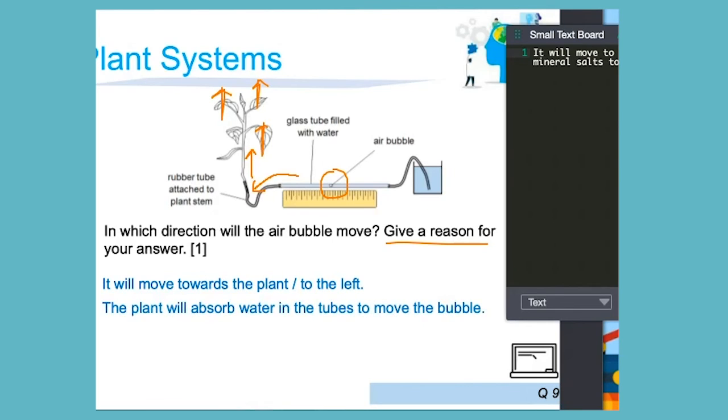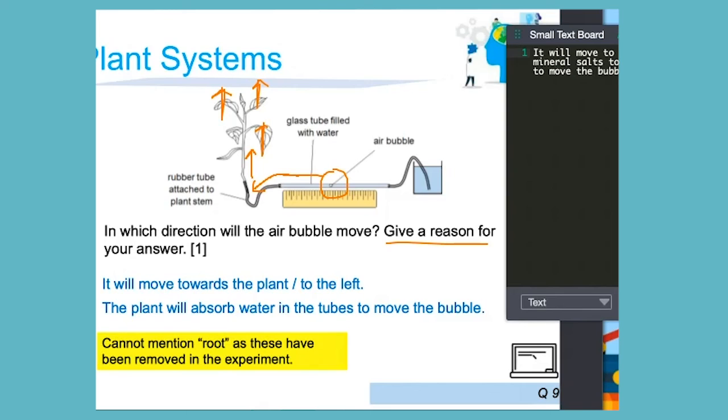Because the plant, with or without roots, will still absorb water through its water-carrying tubes, or Caden could tell me specifically through the xylem vessels. This will cause the movement of water leftwards. When the water moves leftwards, the air bubble will also move along with the water.